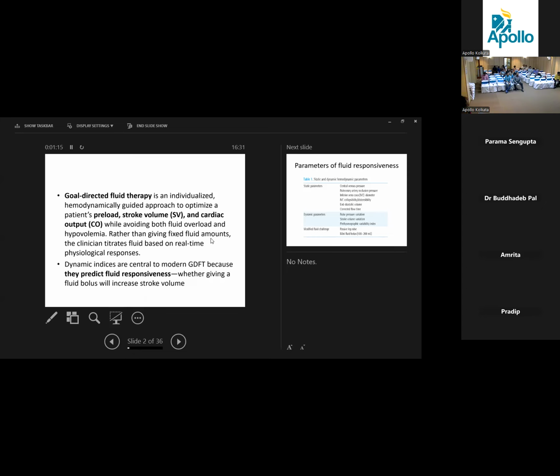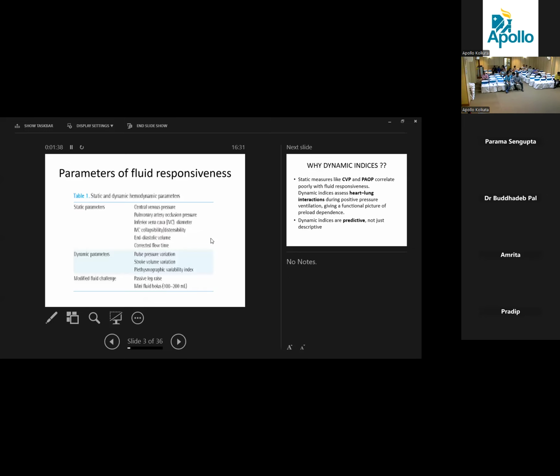Dynamic indices are more predominant in modern day goal-directed fluid therapy because they predict fluid responsiveness. Like what we get from the Frank-Starling study, when a certain amount of fluid is given or when the ventricle is filled, what is the amount of rise of cardiac output in response to that volume. As we know, there are static and dynamic parameters. The commonly used dynamic parameters are pulse pressure variation, stroke volume variation, even passive leg raise test.